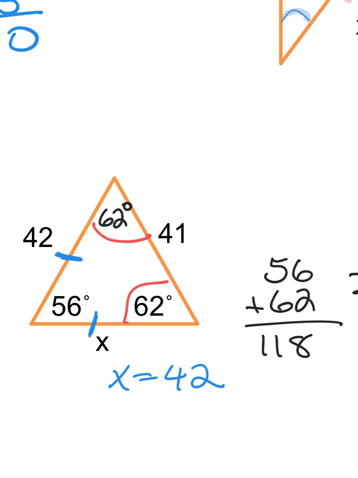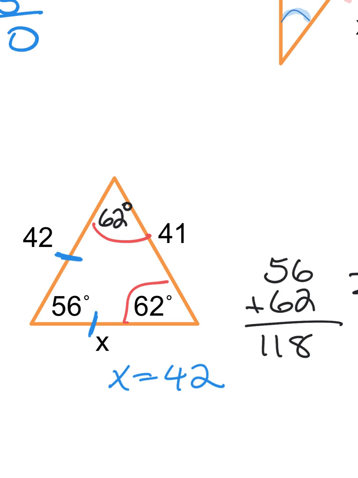So again, you may have to go back and do something that you may not think matters, but it did, because 56 and 62 alone wouldn't have told me which two sides were congruent. But as soon as I filled in that missing angle, I could see where the base angles were located, and then I could find my congruent sides.